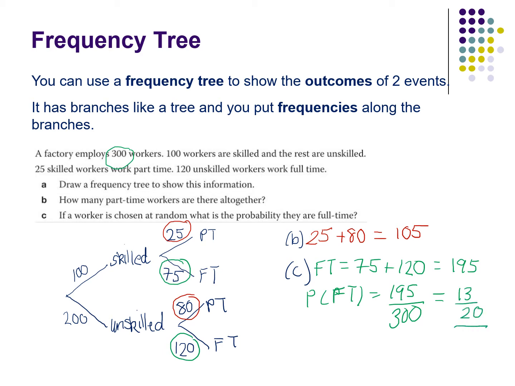Okay, so that's what a frequency tree looks like. What you'll notice is it looks like a tree, but it's got numbers along the branches. That's an important difference to the next thing we're going to look at, which is tree diagrams. They do look similar, but they have different things written along the branches. Okay, so let's have a look at what the difference is there.